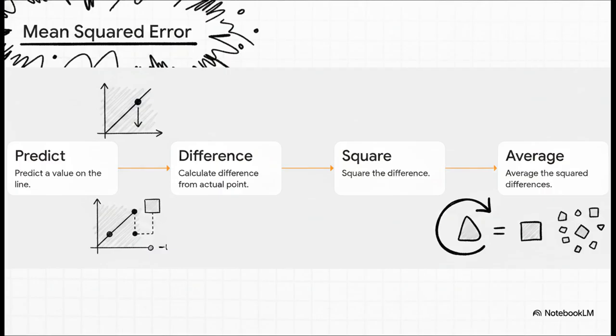Finally, step 4, it averages those squared differences across all the test data. The algorithm's ultimate mathematical goal is to make that final number as tiny as possible. The line that gives you the lowest mean squared error, that's your winner. That's your best fit line.